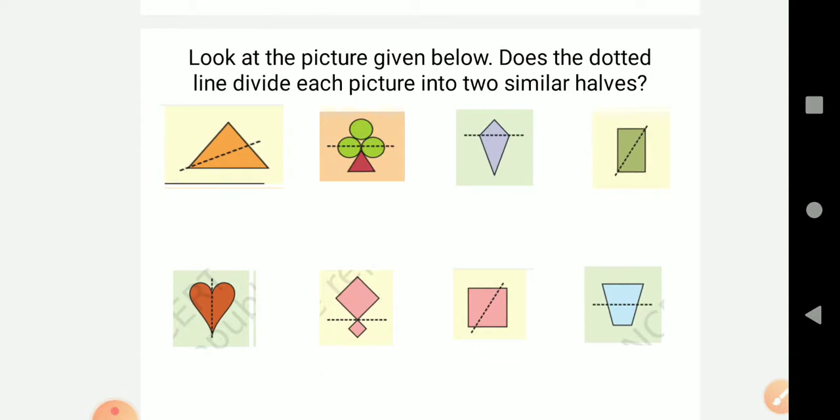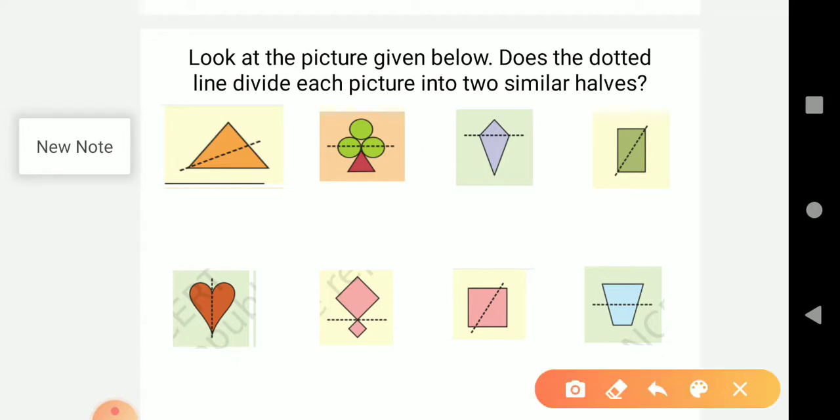Now our next exercise, look at the picture given below. Does the dotted line divide each picture into two similar halves? If the dotted line divides the picture into two equal halves, then write yes. If the dotted line does not divide the picture into two halves, we write no for it. Okay, the first one, look at the triangle.